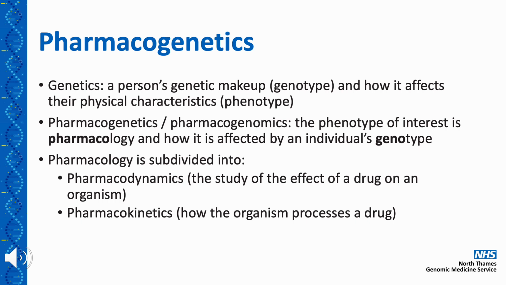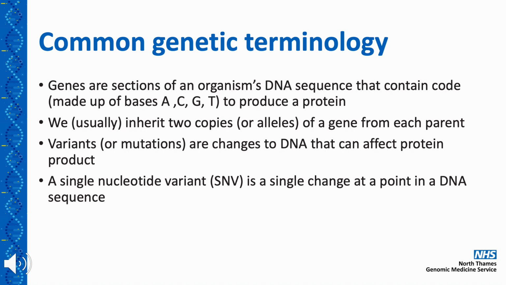processes a drug. Genes are segments of an organism's DNA that contain code to produce a protein. In the context of pharmacogenetics, these proteins may be involved in pharmacodynamics, for example drug receptor proteins, or pharmacokinetics, for example protein enzymes involved in metabolism of drugs. Variants or mutations are changes to DNA that can affect the protein product, changing the function of the protein, increasing its activity, or making it less active.